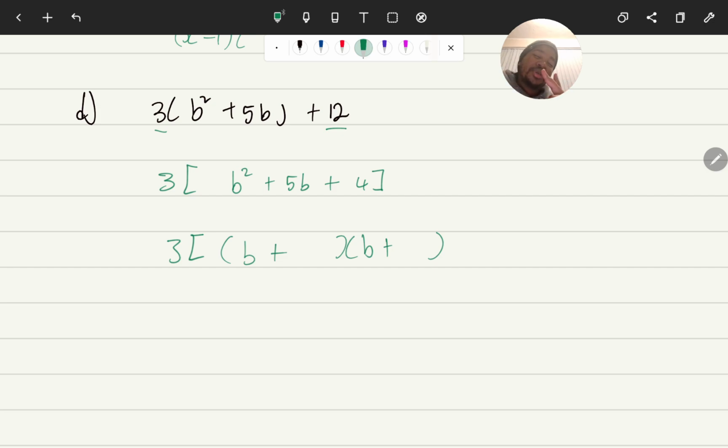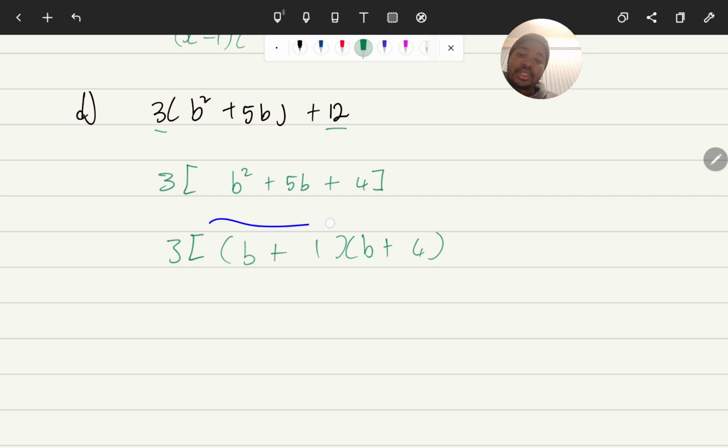You think of two numbers, you multiply them, you get 4. You add or subtract them, you get 5. Yes, there is. It's 4 and 1, so 1 and 4. You multiply these two, you get 4. You add these two, you get 5. Do you see how it's done?